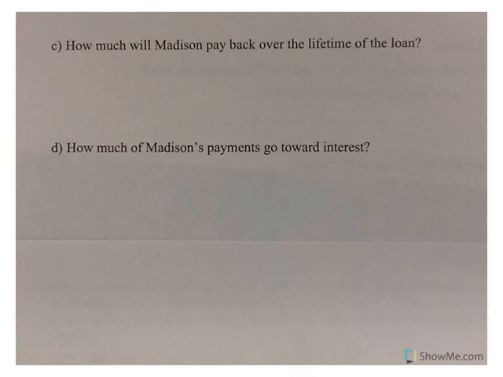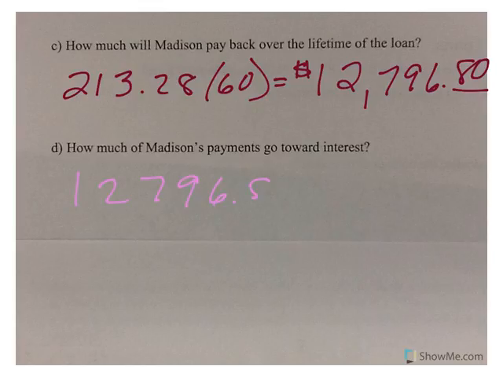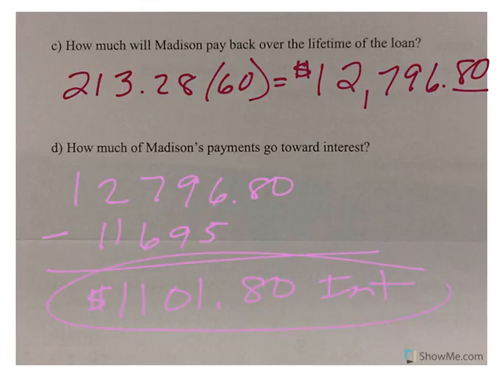How much will she pay back over the lifetime of this loan? Well, think about this rationally. She's paying $213.28 every month, and she's going to do that for 60 months. So the total there is $12,796.80. So how much of her payments actually go towards interest? Well, if she paid back a total of $12,796.80, how much did she borrow? She borrowed $11,695. That means her total interest is $1,101.80. This is how much she's paying in total in interest over those 60 months.